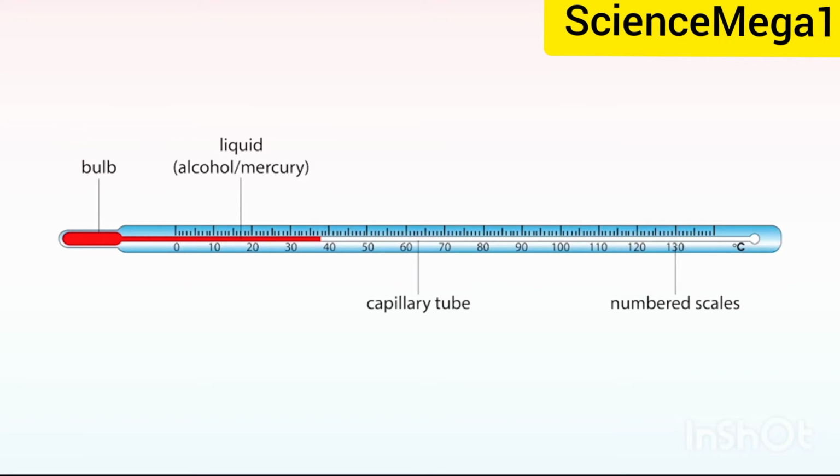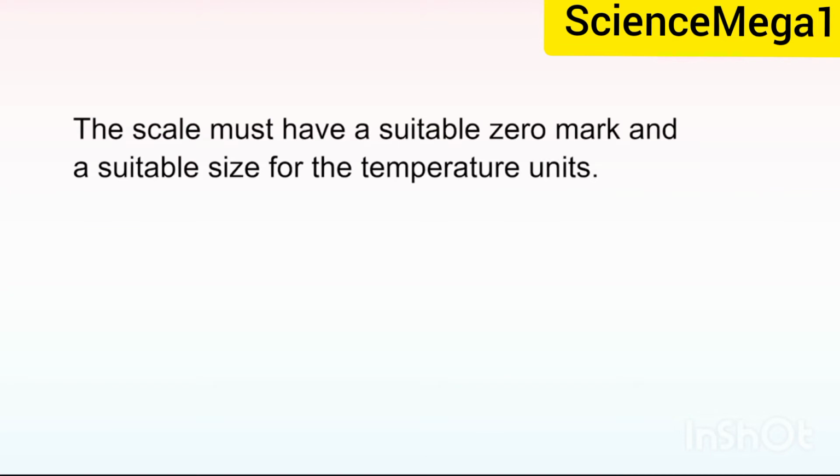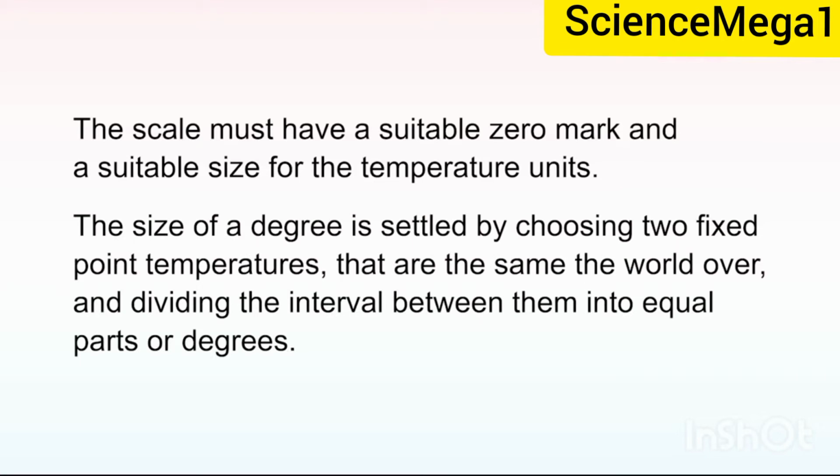All thermometers have numbered scales marked on the stem of the glass. The scale must have a suitable zero mark and a suitable size for the temperature units. The size of a degree is settled by choosing two fixed points, temperatures that are the same the world over, and dividing the interval between them into equal parts or degrees.